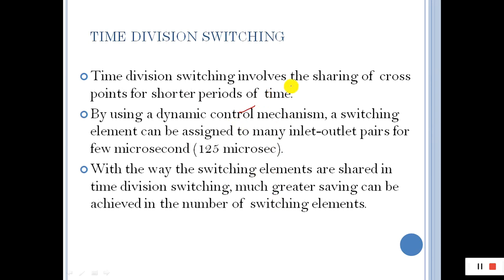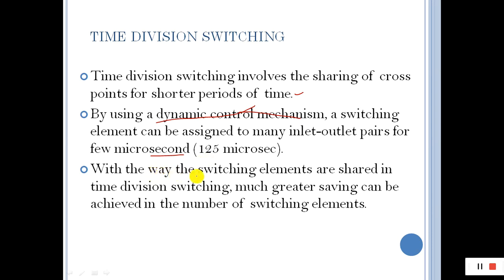While in case of space division switching, as we know, a dedicated path is established between the calling subscriber and the called subscriber. In time division switching, there is sharing of cross points for shorter periods of time. By using a dynamic control mechanism, a switching element can be assigned to many inlet-outlet pairs for a few microseconds, which is 125 microseconds.